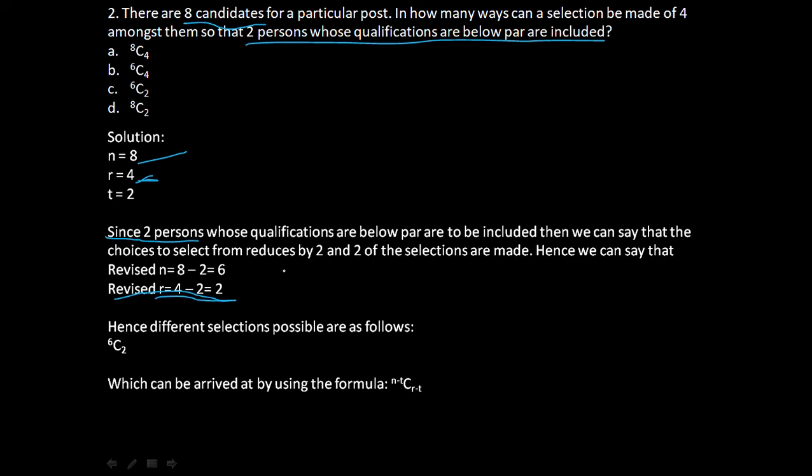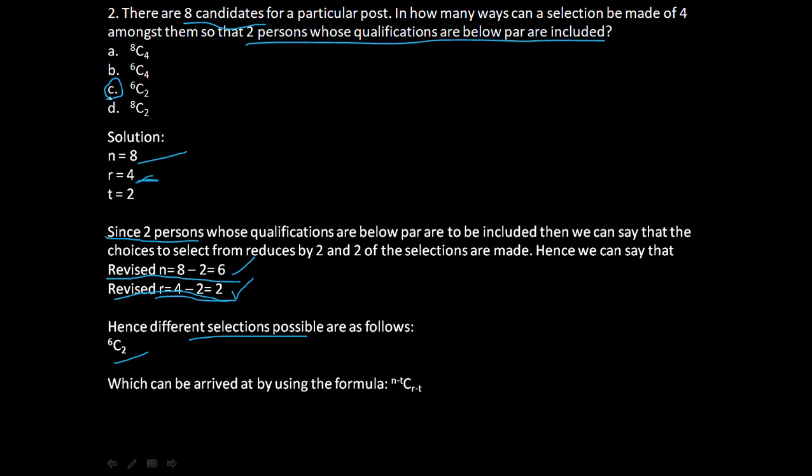And then 8 জন থেকে দুজনকে তো সিলেক্ট করতে হবে whose qualifications are below par. So revised n is also 8 minus 2, which comes to 6. Then if my n is 6 and my r is 2, how many different combinations are possible? So selections that are possible are 6c2. ঠিক আছে? So the answer for this question is option C, 6c2.